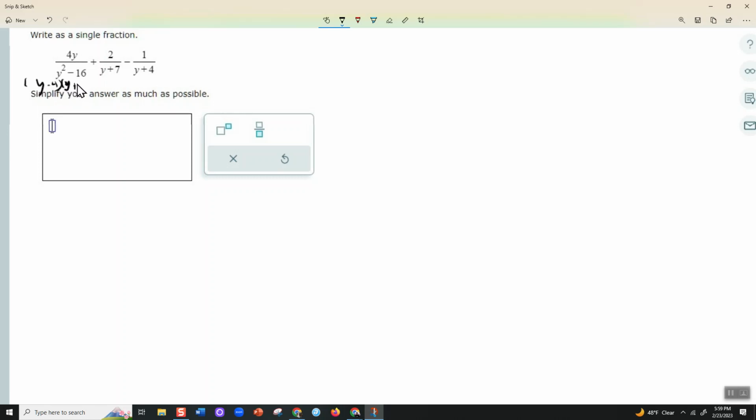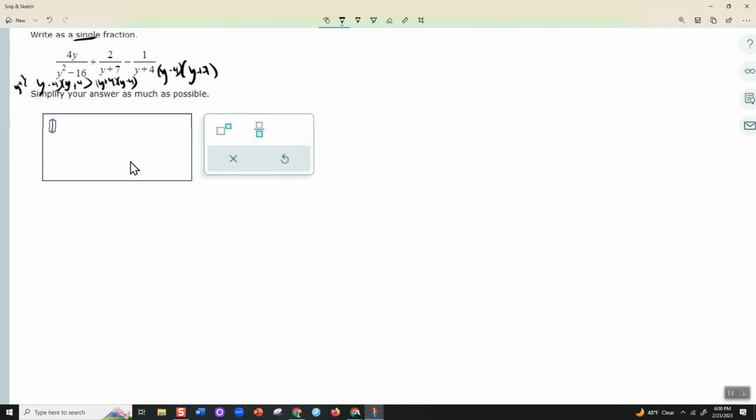Okay, this one already has a y plus 4, so this one's going to need to be multiplied by y minus 4. And we also have to get this y plus 7 in the common denominator too, because we want it all to be a single fraction. So we're going to have to multiply this one by y plus 7. We're also going to have to multiply this one by y plus 7. And then this one's going to have to be multiplied by both y plus 4 and y minus 4.